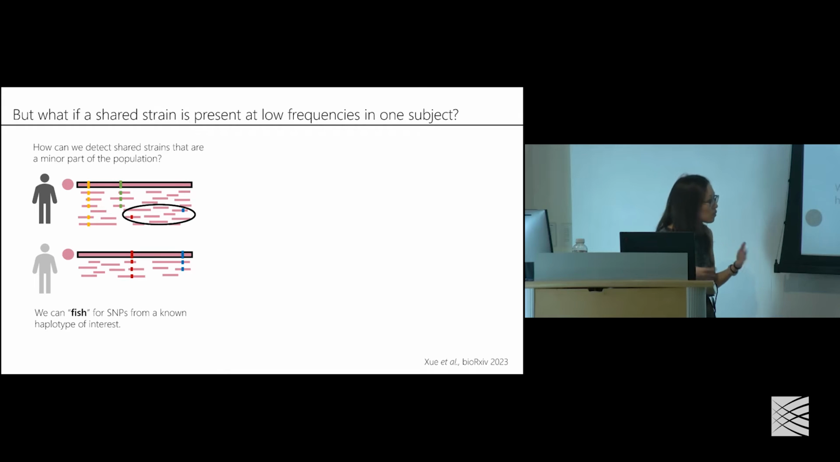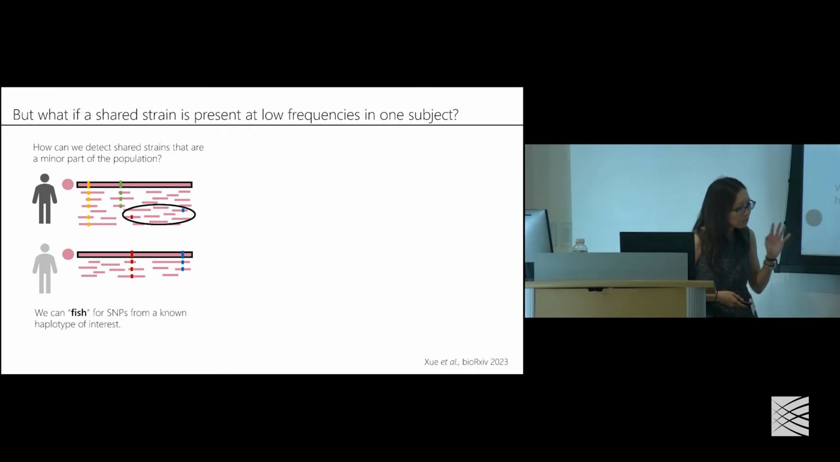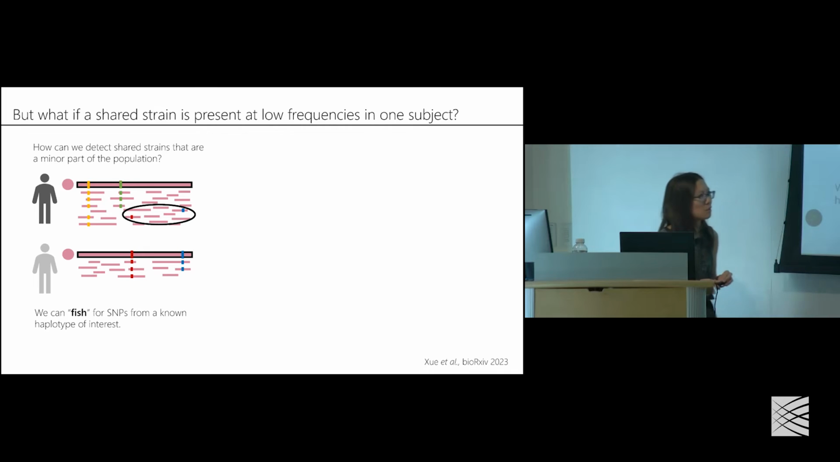We should come up with a better name, but we call it strain fishing for SNPs from a known haplotype of interest. If you want to read more about this, it is buried in the methods section of this paper. This is not a named method or an algorithm or software yet. It's just something we are doing to analyze our data. But if you would like to apply it to your data, please feel free to get in touch with me or Ben. I'd be happy to help you with that.